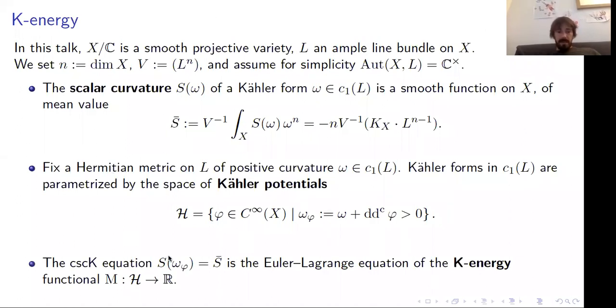And now, the cscK equation. So the equation for a constant scalar curvature Kähler metric, S of omega phi equals S bar, can be written as the Euler-Lagrange equation of a certain functional. That's a very important piece of information about this PDE on phi. So there is a functional which is known as the K-energy functional, but it's due to Mabuchi, so I use M as a letter. And this functional M has the property that its derivative at a point phi is basically equal to S bar minus S of omega phi. So it vanishes exactly when omega phi is a cscK metric. And so what we look for are critical points of the functional M.